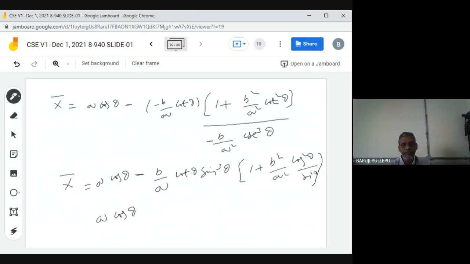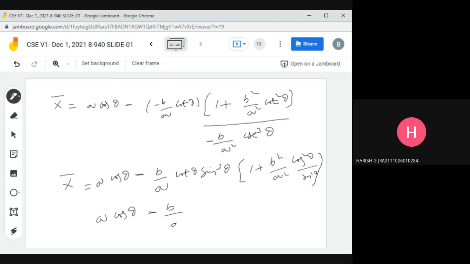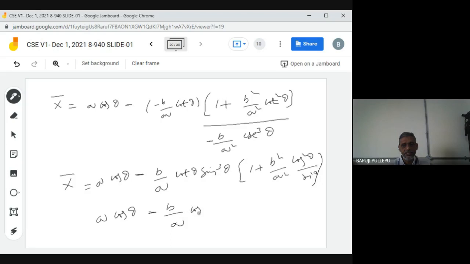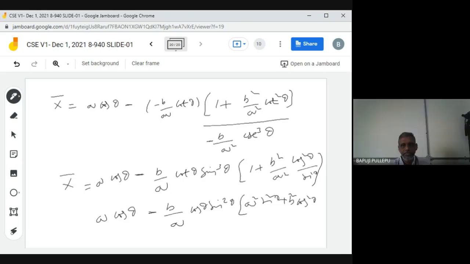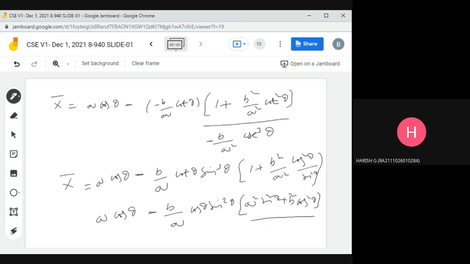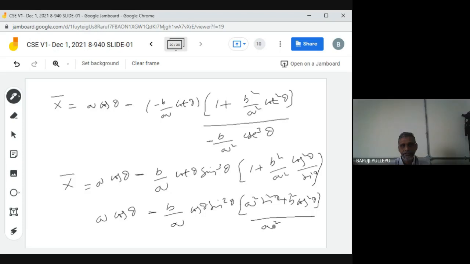A cos theta minus b by a. This is cos by sin, means what? Sin square will be balance. Cos theta, sin square theta. If you take LCM, means what? A square sin square theta plus b square cos square theta, by a square sin square theta. This a square sin square theta cancels. Okay, yeah.